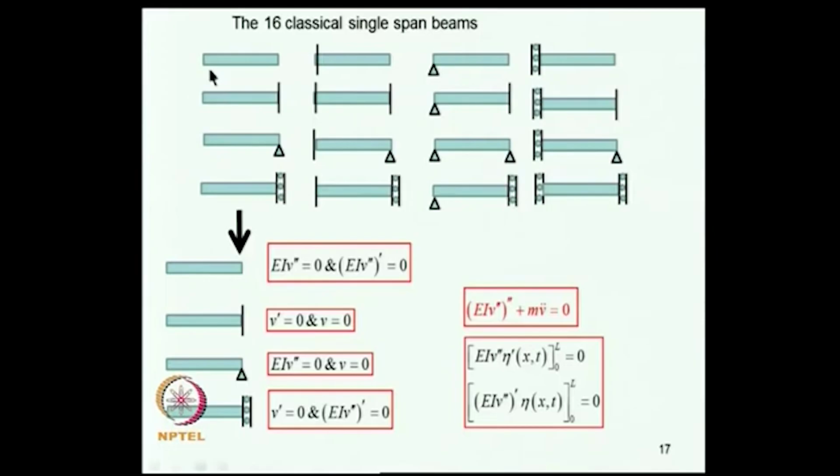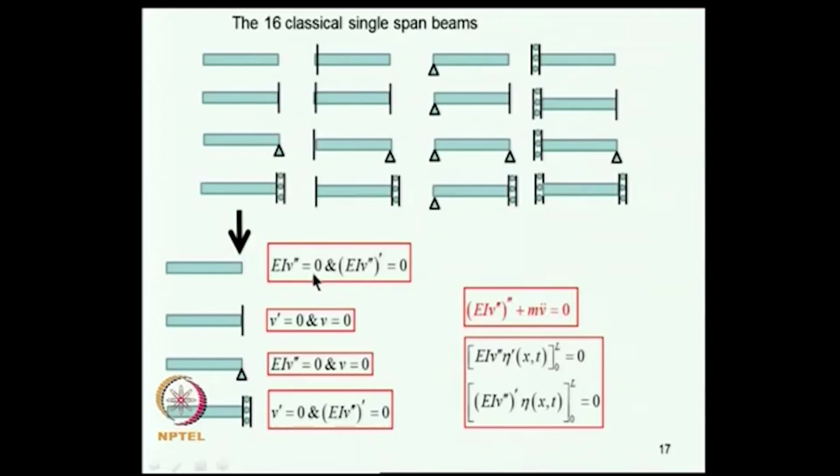So, there are now 16 combinations of one span beams that are possible, and I have just displayed them here. This is both ends free, this is one end fixed, other end free, and so on and so forth. Now, suppose we focus on one of these boundaries and consider these expressions, we can see here that the slope cannot be specified, therefore, EI v double prime must be equal to 0.